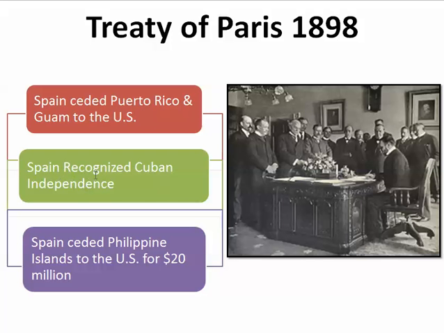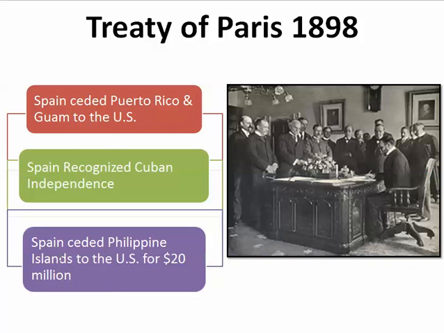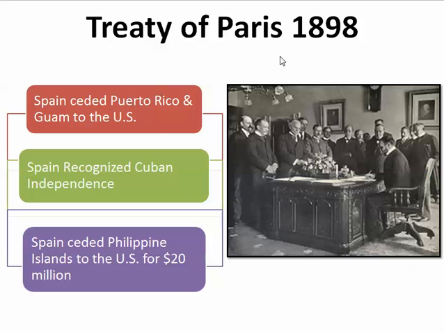Okay, and then Spain recognized Cuban independence. So Cuba becomes its own country. The only thing in the agreement that was put in there, it was, let's see, the Platt Amendment, I believe, is that on the island here at Guantanamo Bay, on this end here, an American naval base could be built there. Okay. And then Spain ceded the Philippine Islands to the United States for $20 million. So the United States takes the Philippines over here, makes it part of its territory, and pays $20 million to Spain for that territory. So the Treaty of Paris 1898 ends the Spanish-American War.